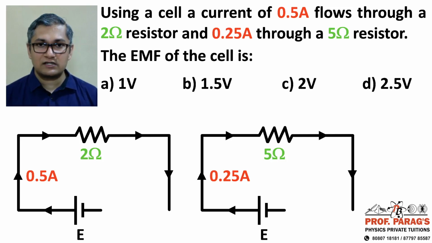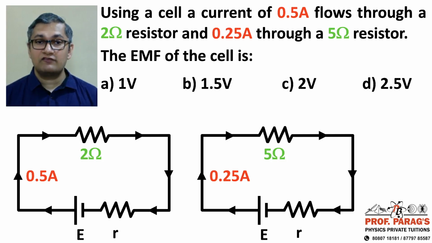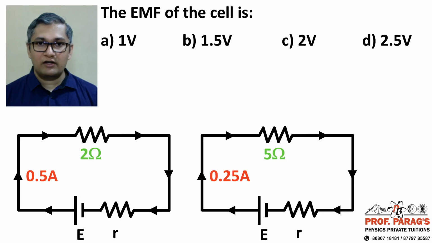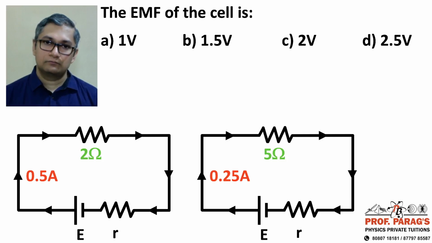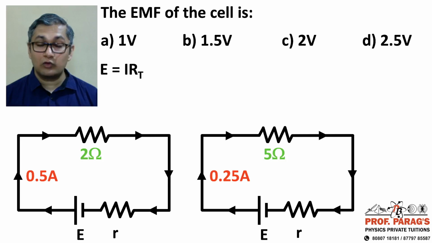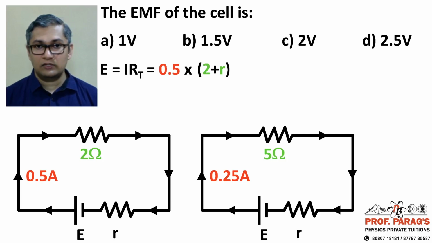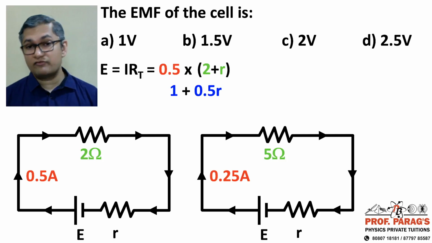So if the EMF is a constant, the discrepancy between 1 volt and 1.25 volts is because of the internal resistance. So again we must consider the small r and find the EMF of the cell. We know the formula: EMF is current into resistance. Apply it to the first circuit. The current is 0.5 amperes and the resistance is 2 plus r. Open the brackets: 0.5 into 2 gives me 1 volt plus 0.5 r.